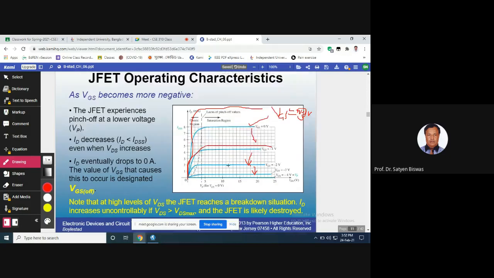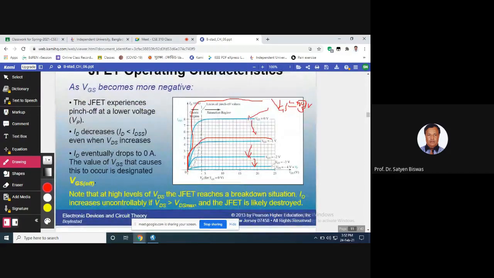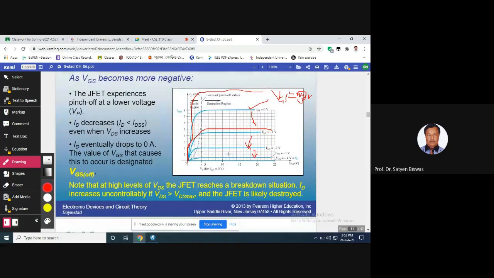Any question about that? How to draw the characteristic curves? Because we need to analyze these curves later on when we have to solve some mathematical problems. And one thing, if you look, what about the pinch-off voltage? What is going on with the pinch-off voltage?